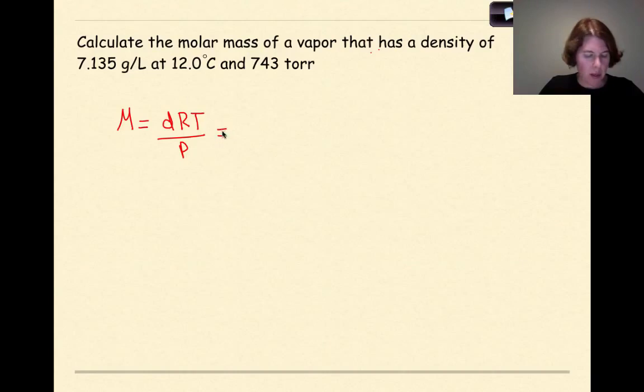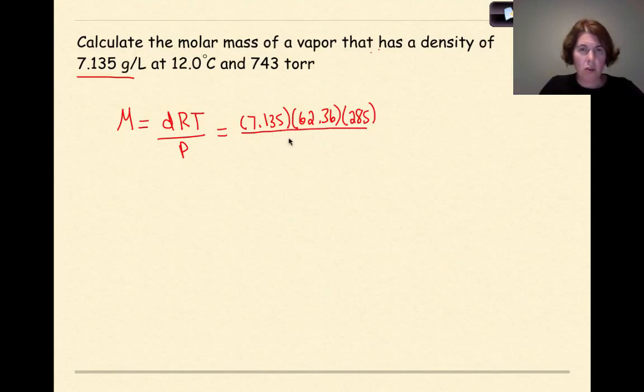So for this one, they give us a density. They tell us that the density is 7.135 grams per liter. So I'm just going to substitute that in, 7.135. And I have my R, because I'm dealing with torr, which is 62.36. And then the temperature is 12 degrees Celsius, so we convert that into Kelvin. So that's 285. And then we're going to divide that by our given pressure, which is 743 torr.